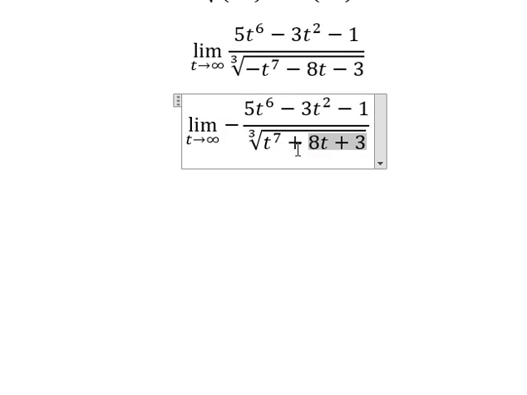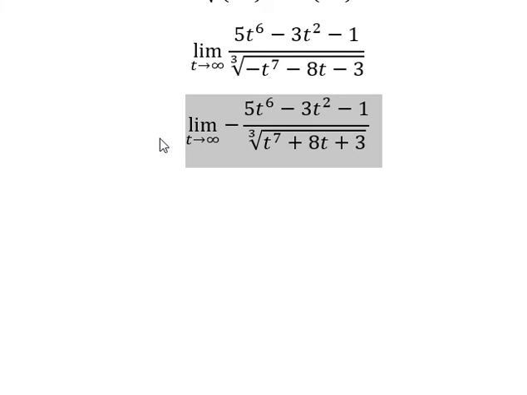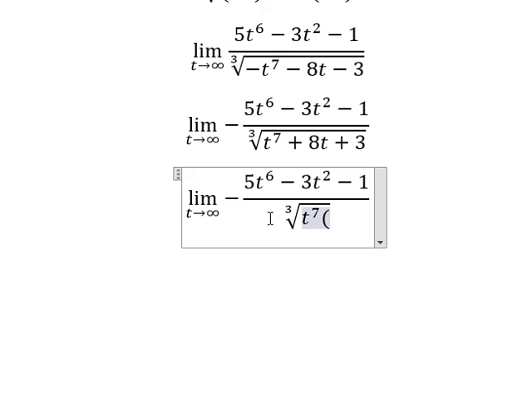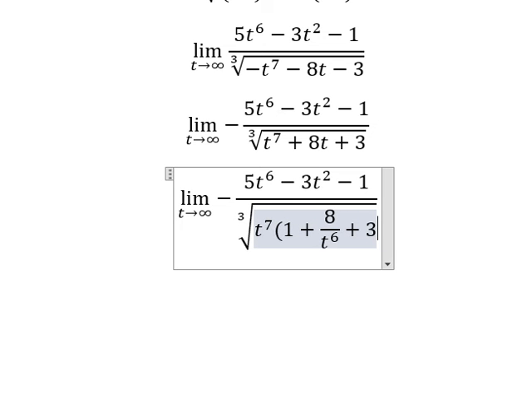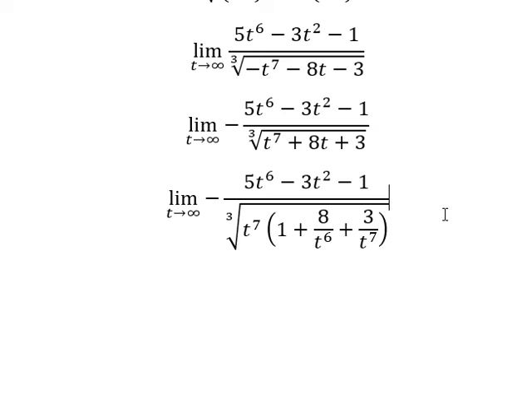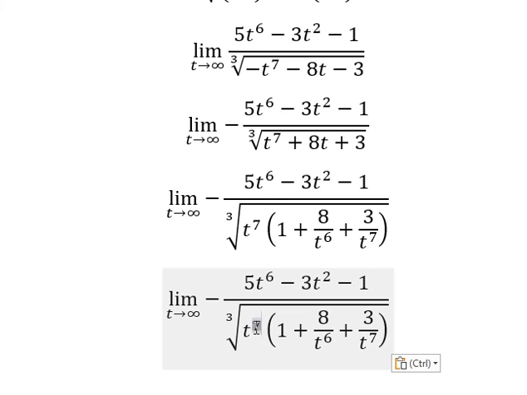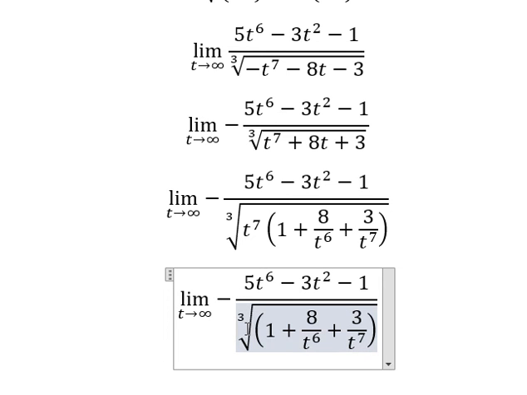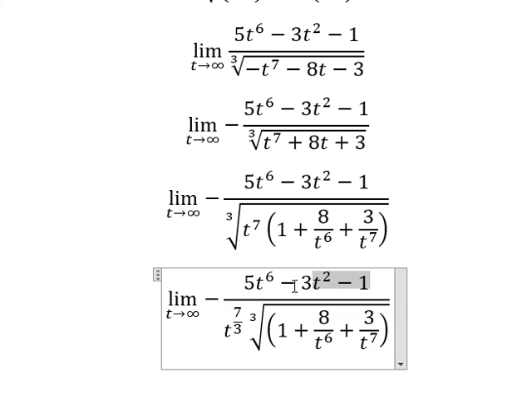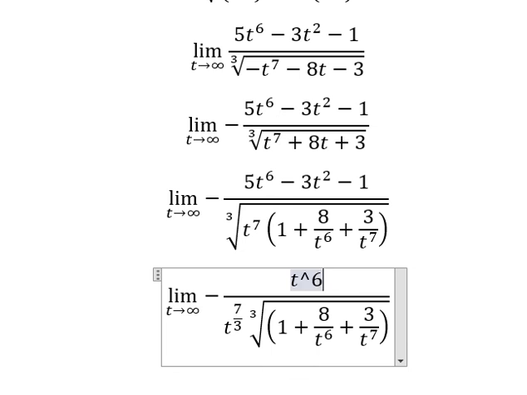Next, we can do about factorization in here by t to the power of 7. So this one I will put outside. Now, this one we can do about factorization by t to the power of 6.